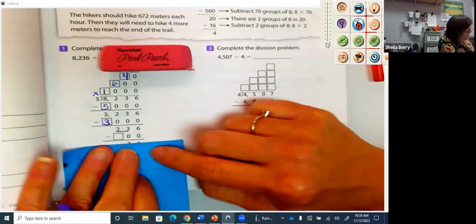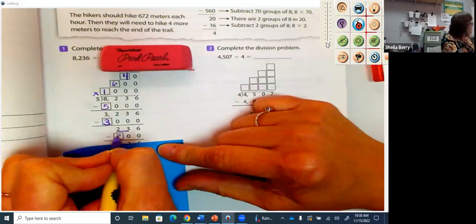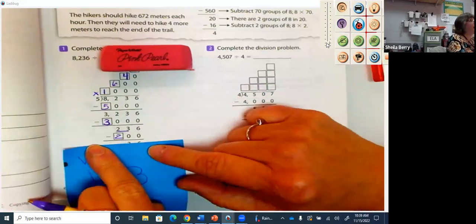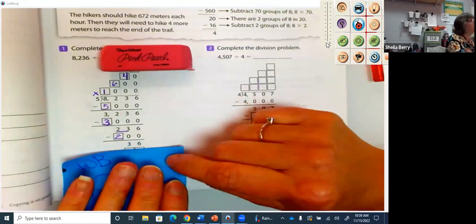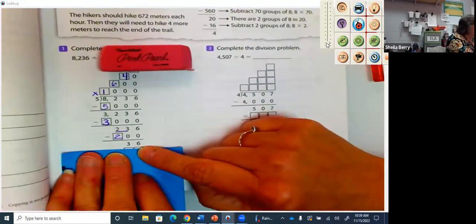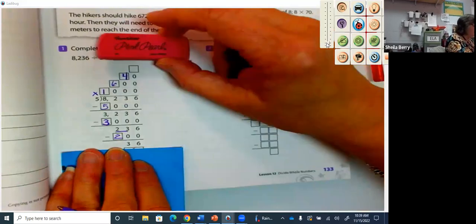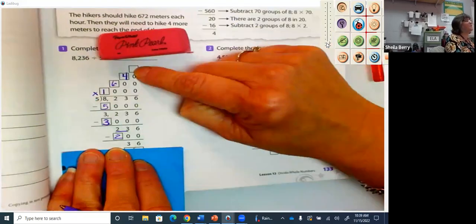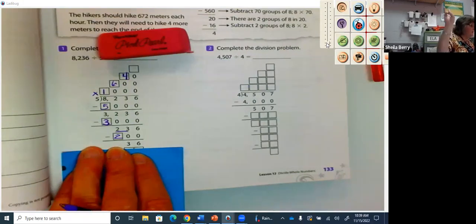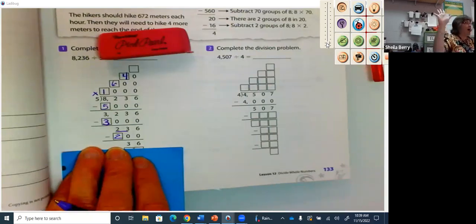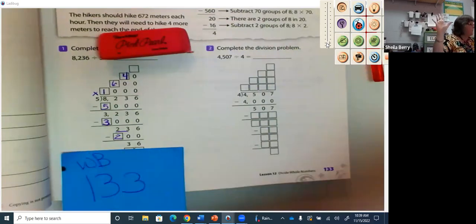20 tens, which would be 200. Now we have to subtract, and what do we get? 36. So now we're at the top. 5 times what gets me close to 36? Well, let's count by 5. How close can we get? 5, 10, 15, 20, 25, 30, 35. Oh, 40 is too many. So it's not 8, it's gonna be 7.